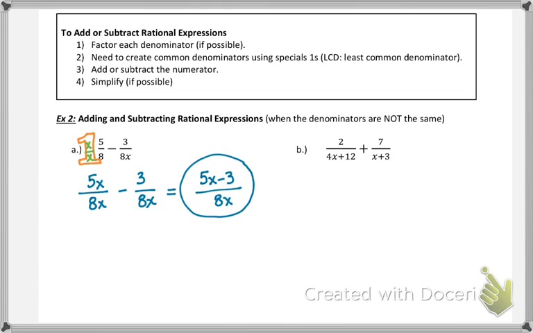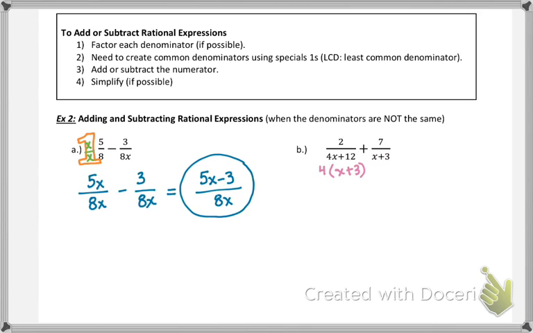Okay, in part B, again, I don't have common denominators, so I need to create one. And the first thing that we need to do is factor the denominators if possible. So if I look at the first denominator, it looks like I can take out a GCF of 4. So if I divide out a 4, and it goes in the front, it doesn't go away, I have 4 times x plus 3, okay, which looks very similar to this one right here. So the only thing that I need to do in order to create a common denominator is multiply this by a 4 because this one has a 4.